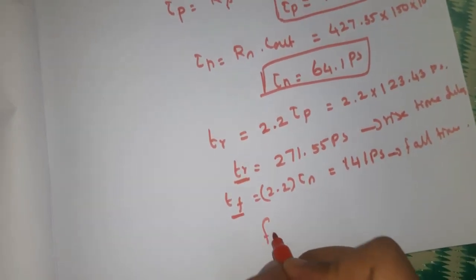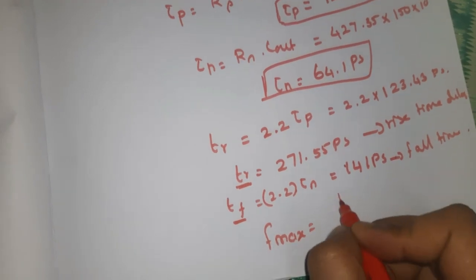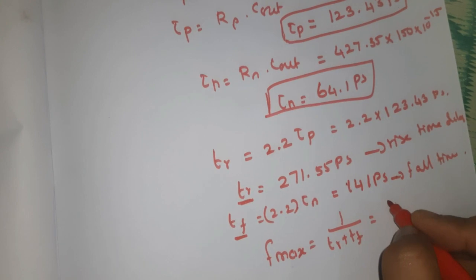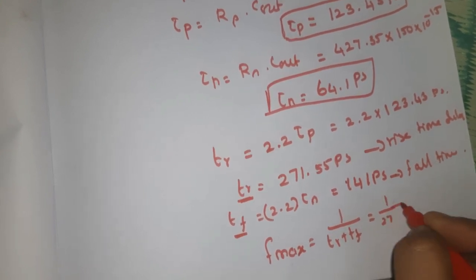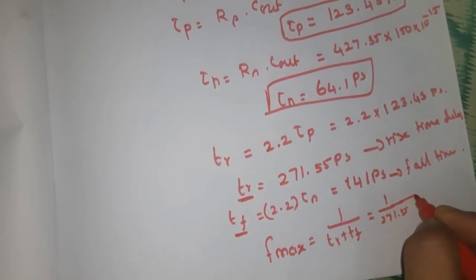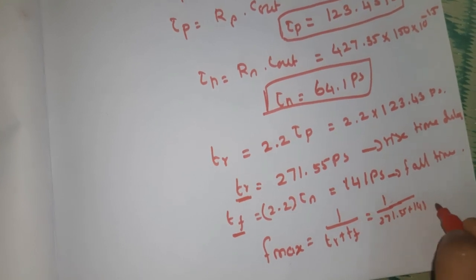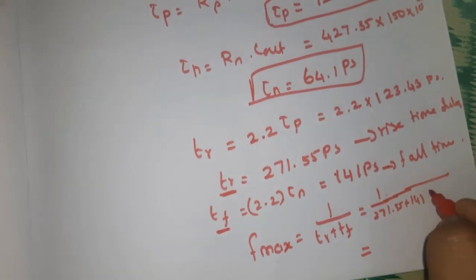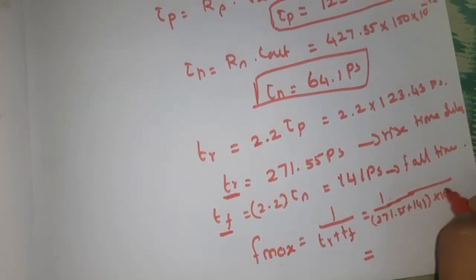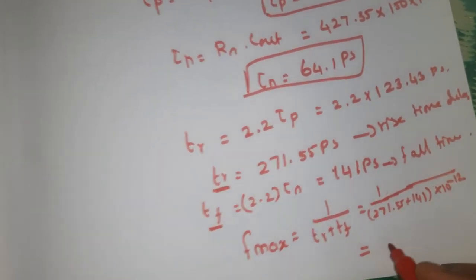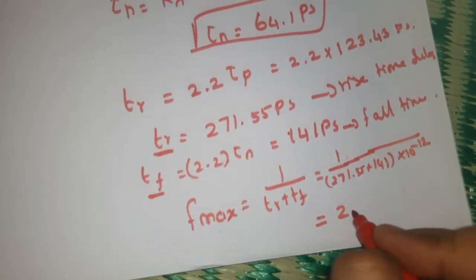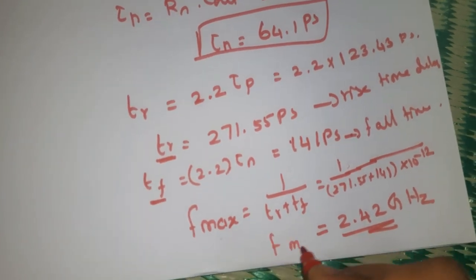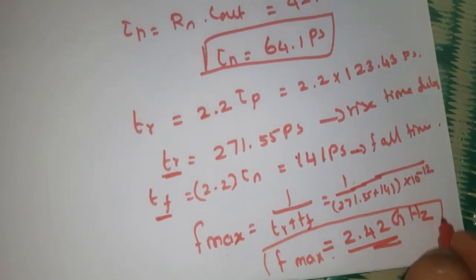From that we can find f max, that is equal to 1 divided by TR plus TF. So solving this, that is 1 divided by 271.55 plus 141, that will give us the value in picosecond. So the value is 10 to the power minus 12. So solving this, we will get 2.42 GHz. So this is the maximum frequency of this design.